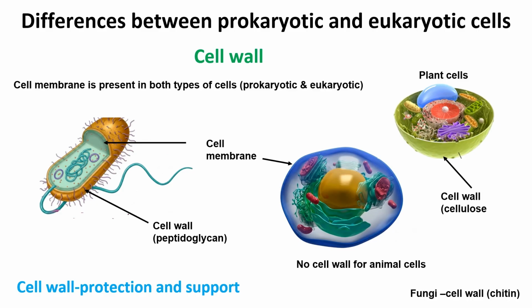For the prokaryotic cells, the cell wall is often present, that is made up of peptidoglycan. The cell wall is a rigid structure that is helpful for protection and support. But there is no cell wall for animal cells, but the cell wall is present in both plant cells and fungi. The cell wall in plant cells is made up of cellulose, and the fungi cell wall is made up of chitin, but the cell membrane is present in both types of cells.